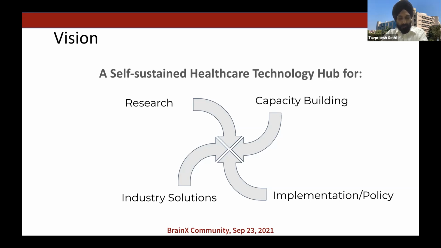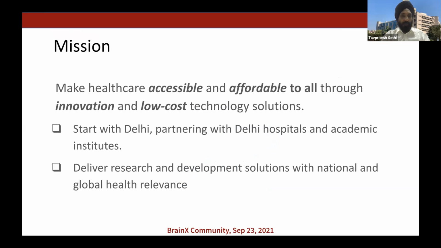There's a bunch of faculty colleagues who work with us in this center, but in this center we also have a specific wing which is focusing on COVID-19 response, and also a specific cluster, the Delhi cluster grant, which facilitates that activity, and Dr. Rintu is coordinating that activity, and I'll be coming to that. So our mission is to make healthcare accessible and affordable to all through low-cost solutions and innovation, starting with Delhi, and then building up from there for the country and also global communities.